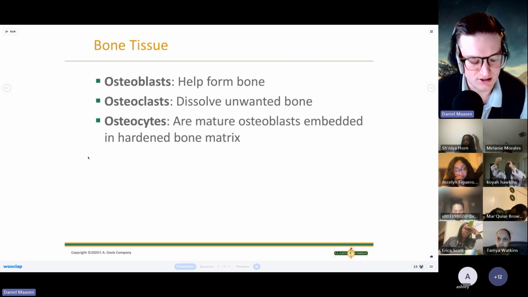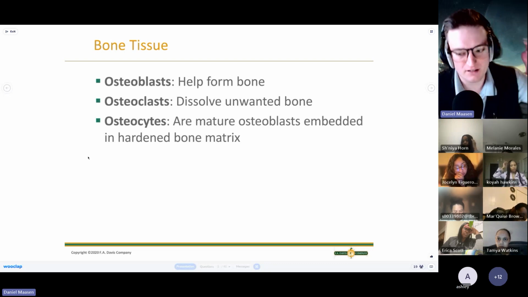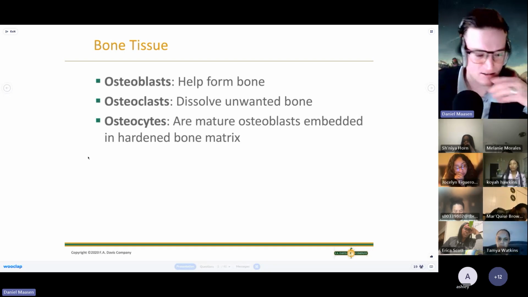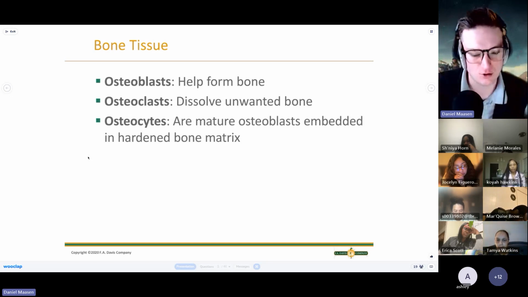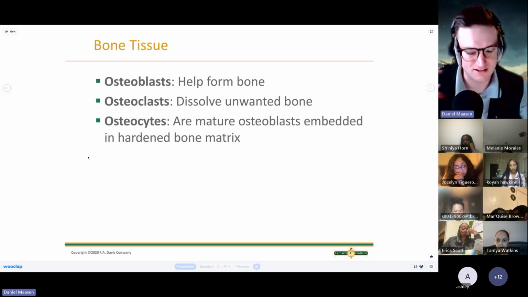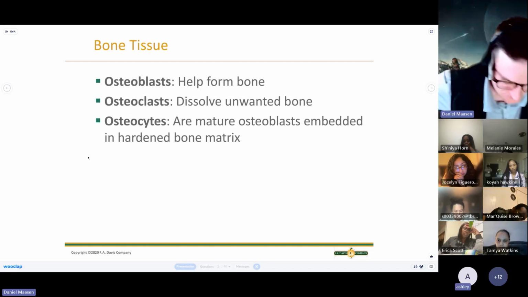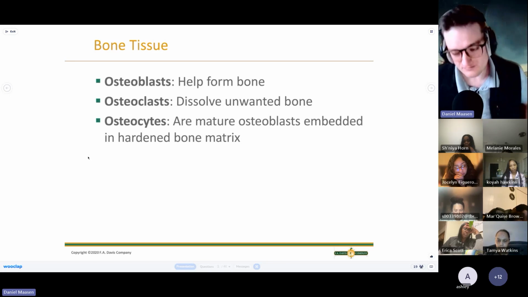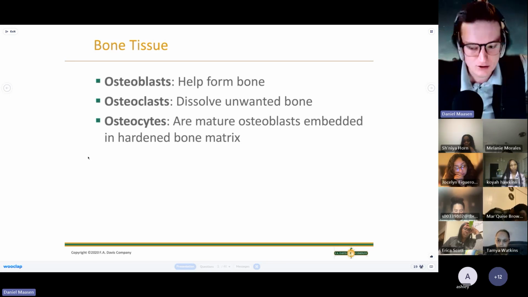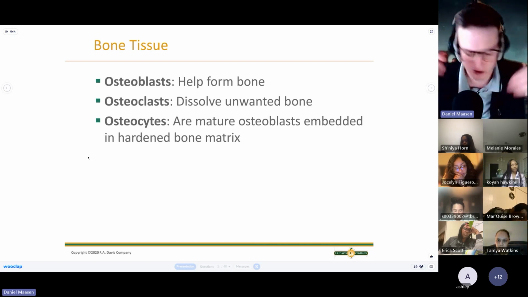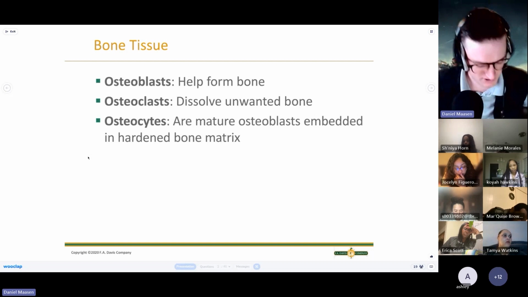Yeah, I got you. Okay, so they're going to come out and they're either going to be a blast or they're going to be a clast, but they can't be both. And then once they're not that anymore, now they're an osteocyte. They can do both those functions now. Okay, I understand them. Thank you. Okay, yes. But the way I remember blast is building up bone, like you're building a tower. Clast is declutter, get rid of stuff we don't need.